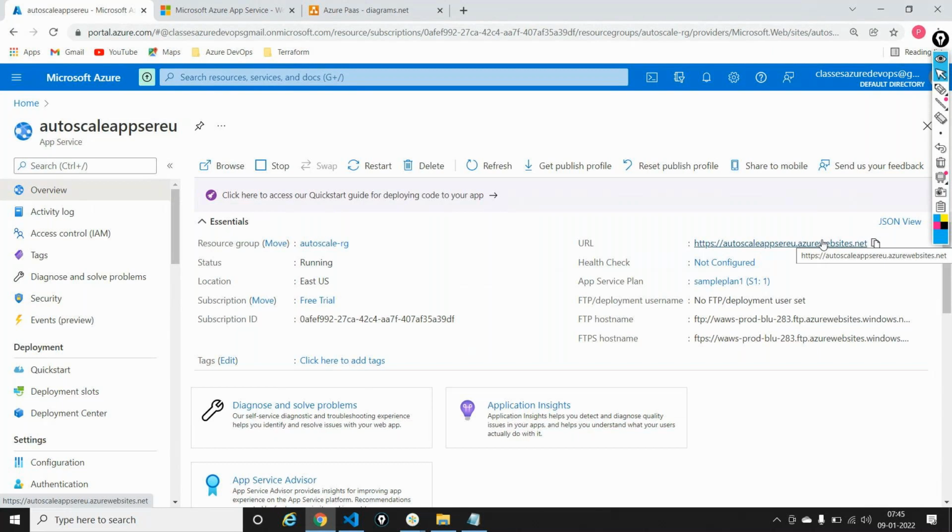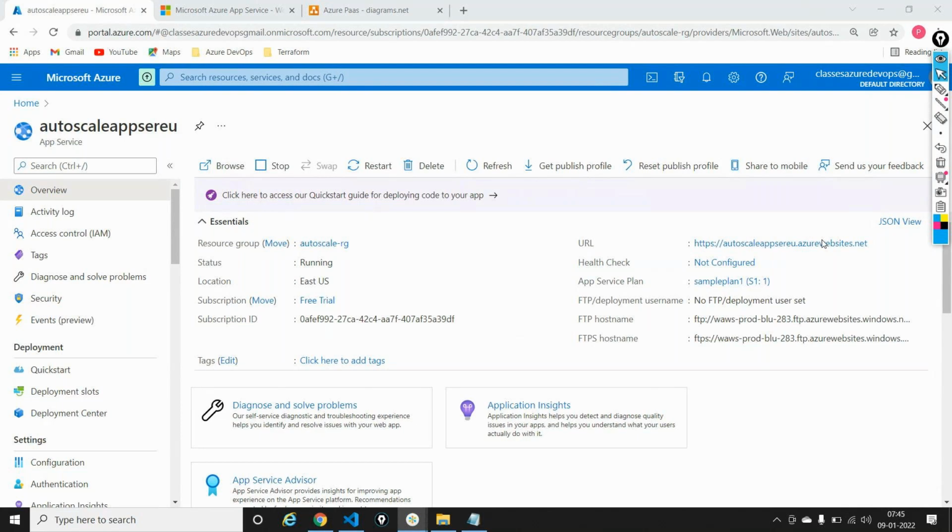Good till here, guys. Any questions that I can take before we move forward? Anything? Anything on the auto scale part or the custom or the manual scale part? Anyone? Anything? Kiran, I have one doubt.